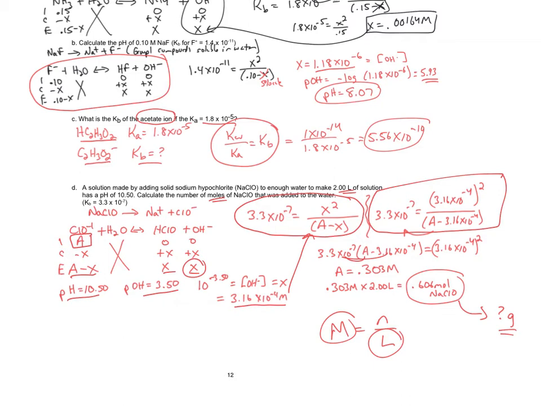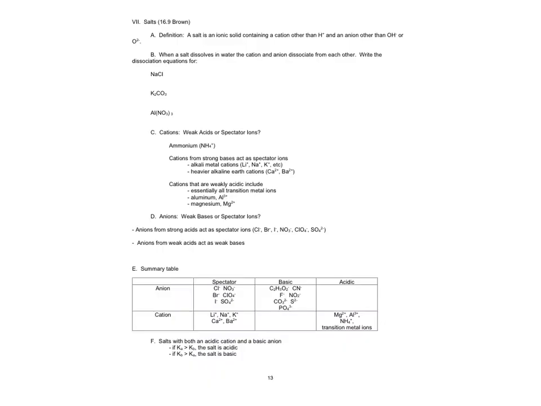But for the most part, it's still the same technique. Do the ICE table, plug into the Kb or Ka expression, depending on if it's acid or base, and then solve for the missing variable. And that's pretty much it over and over again. Okay, let's turn the page.